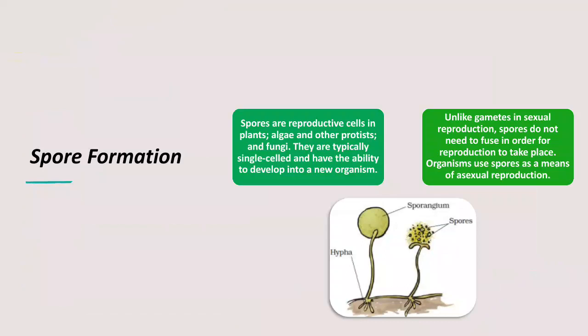Spore formation, you can observe here in the diagram. Sporangium have spores. Spores are reproductive cells in plants, algae and other protists and fungi. They are typically single-celled and have the ability to develop into a new organism. Unlike gametes in sexual reproduction, spores do not need to fuse in order for reproduction to take place. Organisms use spores as a means of asexual reproduction.